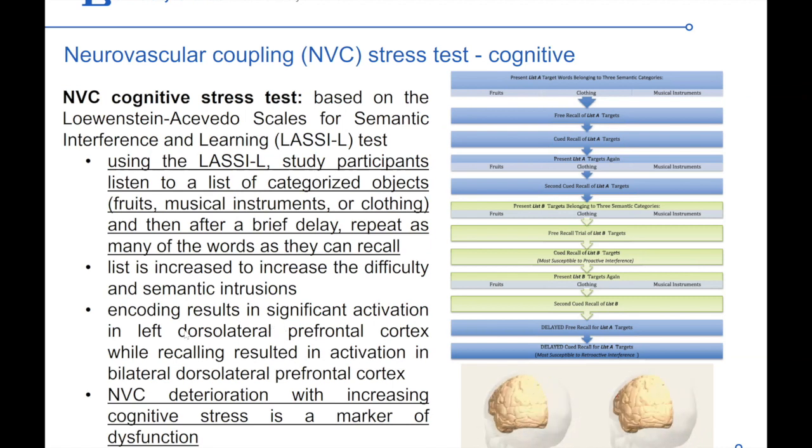So this area gets active during this kind of task, which is basically the encoding task when they try to remember this list, and then the recalling task when they try to remember. Again, we are looking at this neurovascular coupling deterioration with an increasing difficulty of the task. So this is again kind of like a stress test, but for a cognitive task.